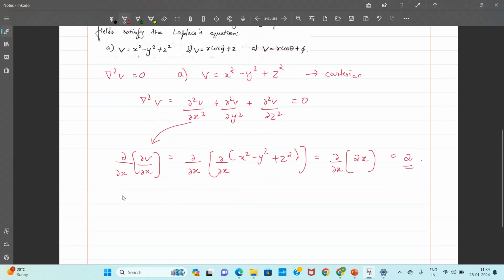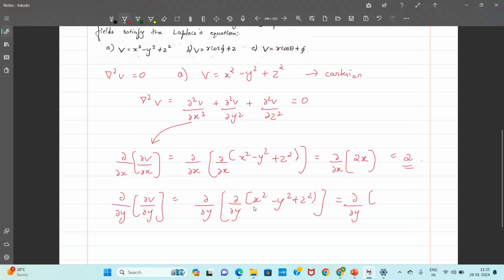Now the second term, dou square v by dou y square, is also split into two parts. So you will now be getting dou by dou y of the same equation. The equation remains the same. You are just differentiating it with respect to a different variable. So this differentiation is now going to be: the differentiation of x square will be 0, the differentiation of minus y square will be minus 2y, and the differentiation of z square is 0. Again this is differentiated, and you will get the result as minus 2.